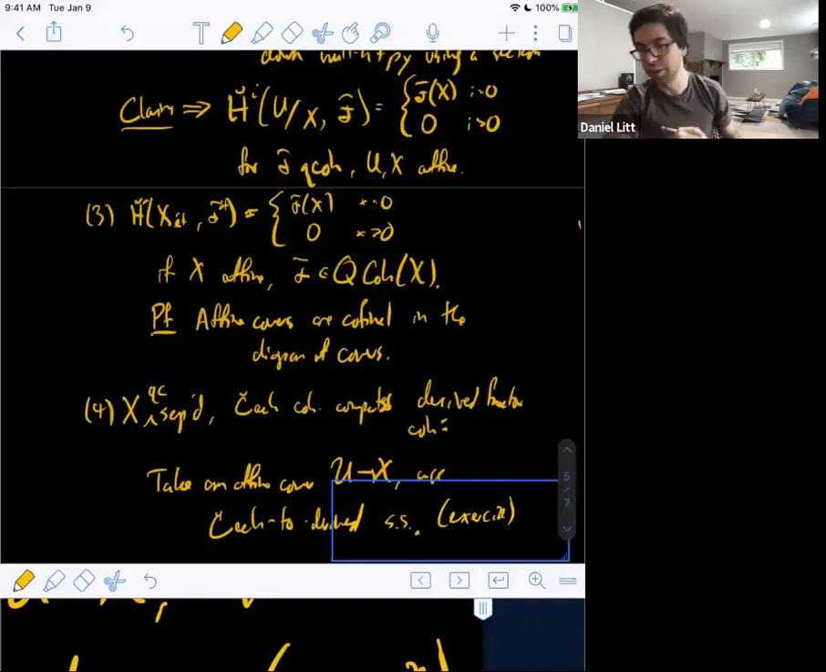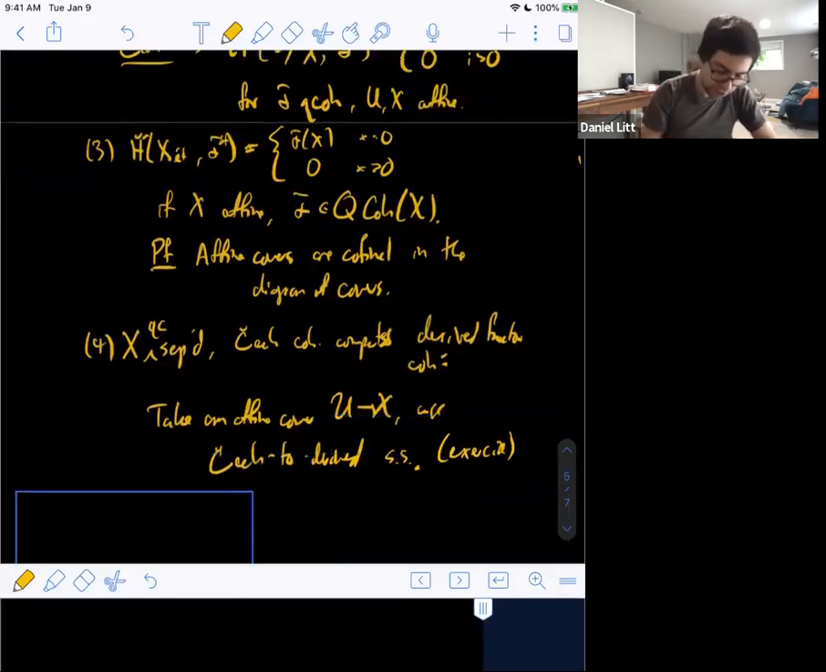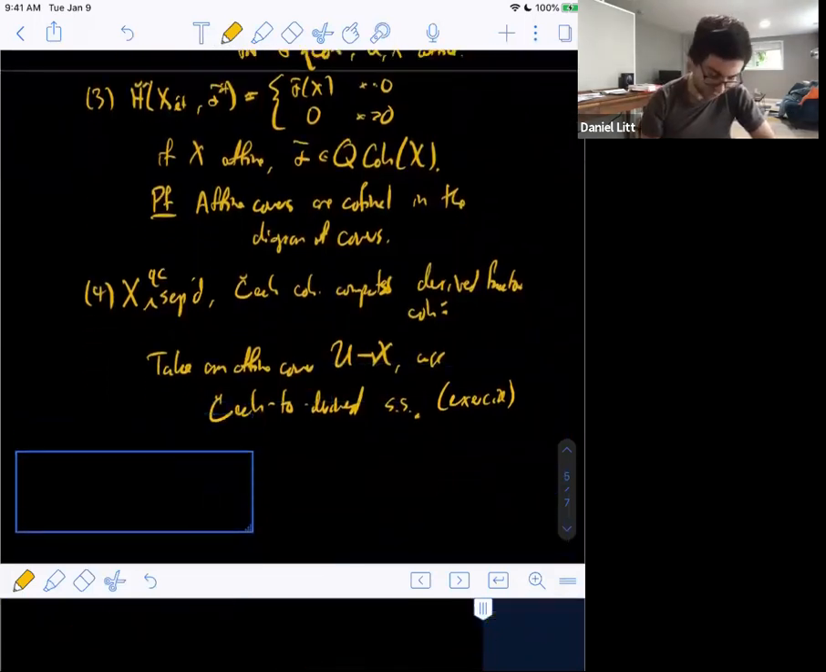You can push this argument a little bit more. I'm being a little bit lazy here. But I don't think we'll ever have to worry about a scheme which doesn't satisfy these properties in this course. All right, so now we can compute some examples of étale cohomology. So let me just start.